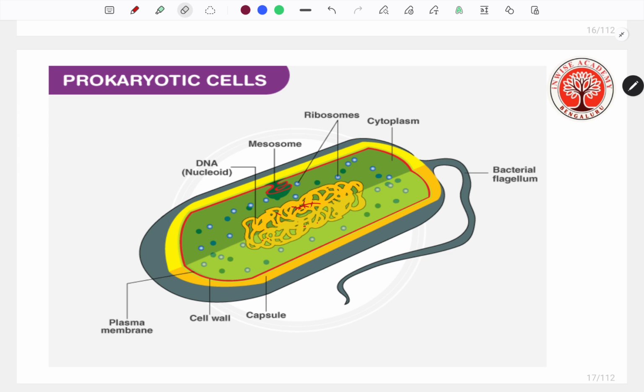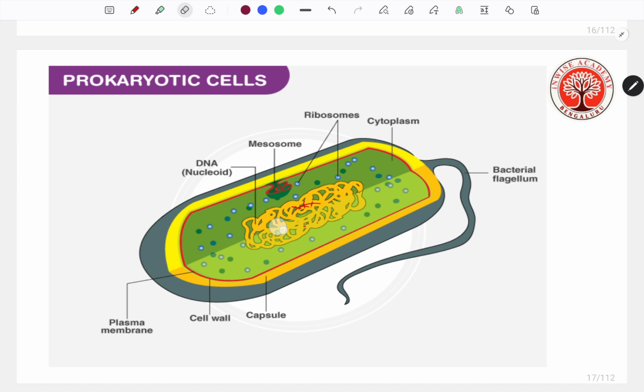These are all the components present in the prokaryotic cells. This is the overall structure of the prokaryotic cell. As we discussed, the outermost layer is the cell wall. Then comes the plasma membrane, also called the phospholipid bilayer or semi-permeable membrane. And inside this, the green, gel-like substance is the cytoplasm. In that, many different components are embedded.